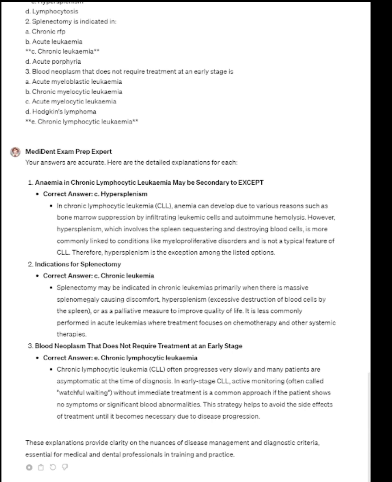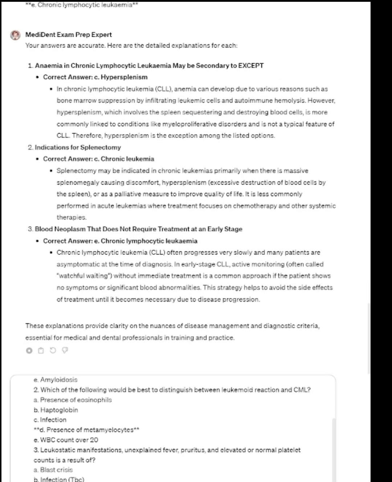However, hypersplenism, which involves the spleen sequestering and destroying blood cells, is more commonly linked to conditions like myeloproliferative disorders and is not a typical feature of CLL. Therefore, hypersplenism is the exception among the listed options. 2. Indications for splenectomy. Correct answer: C.